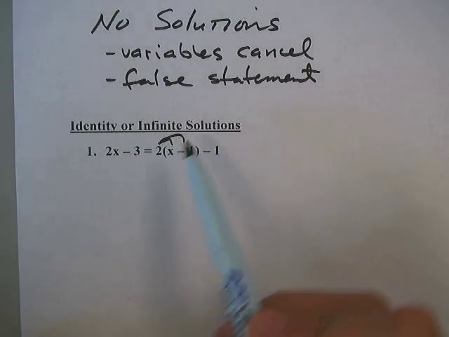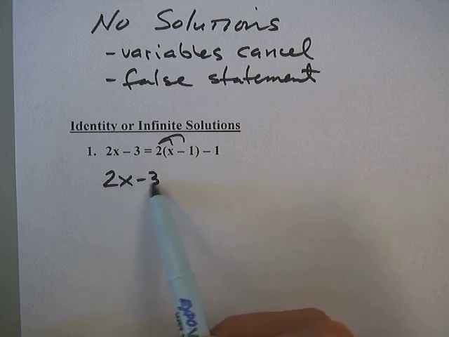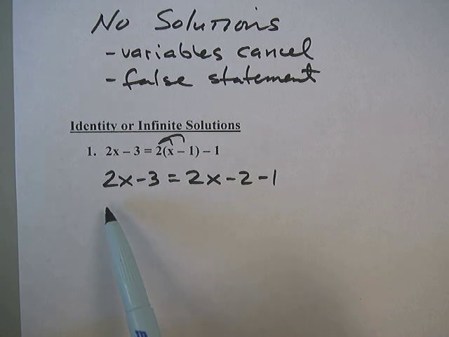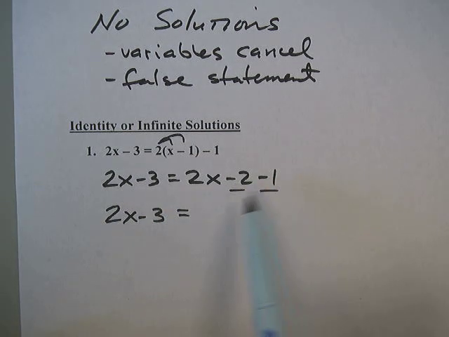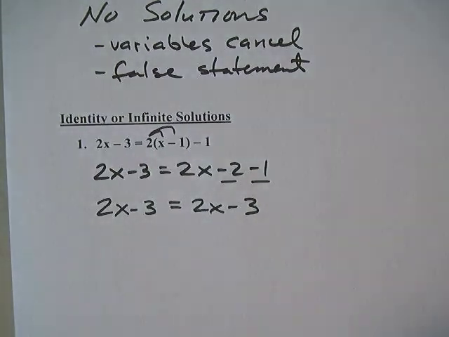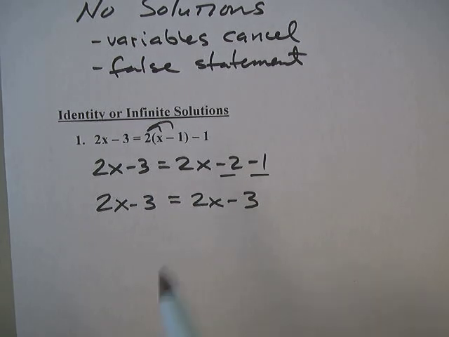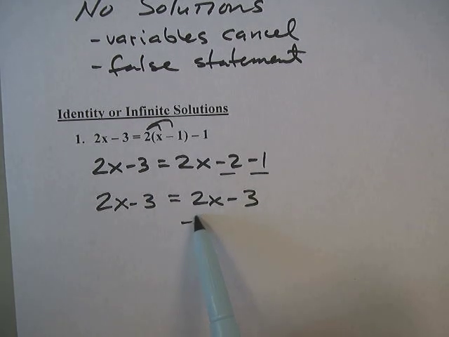As I look at this one, there's nothing to do over here, but over here I can distribute. Let's look at 2x minus 3 equals 2x minus 2 minus 1. So I can simplify the right a little bit more. I can combine these two, and I get 2x minus 3. And if you notice right here, you'll see that both sides are equal to each other.